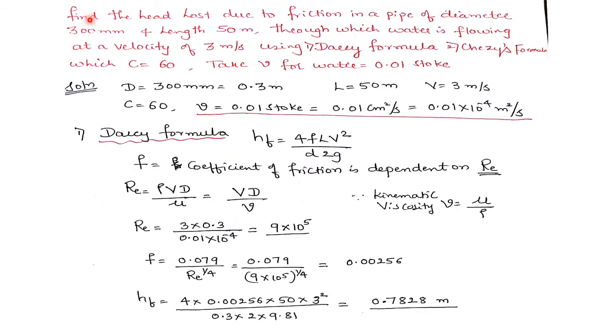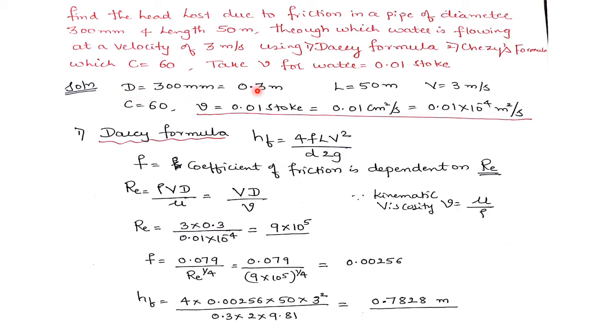So let me read the problem first. Find the head lost due to friction in a pipe of diameter 300 mm and length 50 meter through which water is flowing at a velocity of 3 meters per second, using Darcy formula, second one Sedge's formula, for which C is equal to 60, that is Sedge's constant he has already given in the problem. Take kinematic viscosity for water, he has given it as 0.01 Stoke. He has asked us to calculate the head loss due to friction in a pipe by using both Darcy formula and the Sedge's formula. So first let me write the given data.